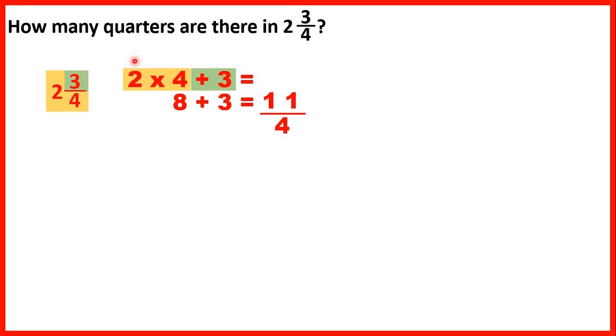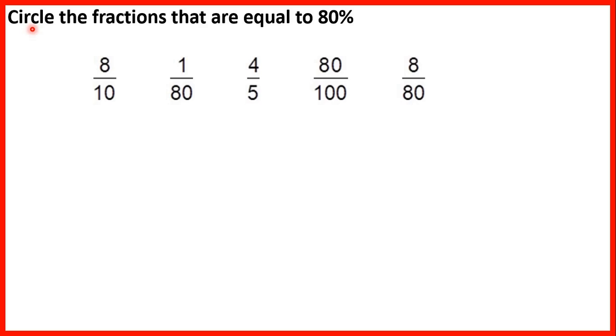So as the question asks, how many quarters are there? We know that we have 11 quarters. Circle the fractions that are equal to 80%. So percentages are fractions with a denominator of 100. So 80% is the same as 80 hundredths. But the question says circle the fractions with an S on the end. So some of these fractions here will need to be circled as well. So this will also be equal to 80%.